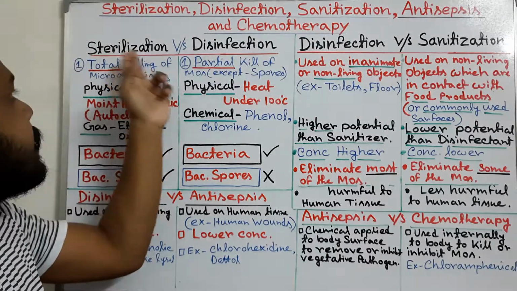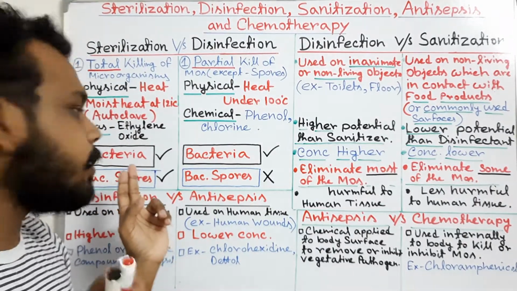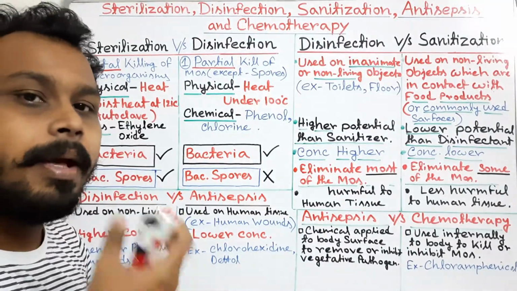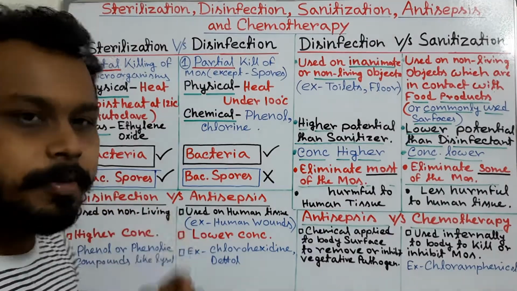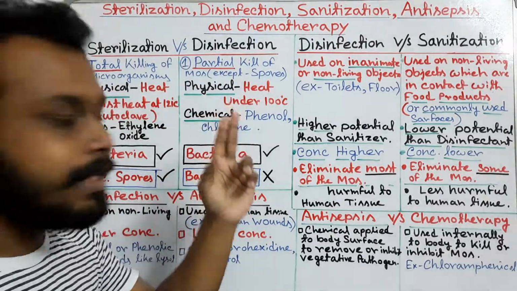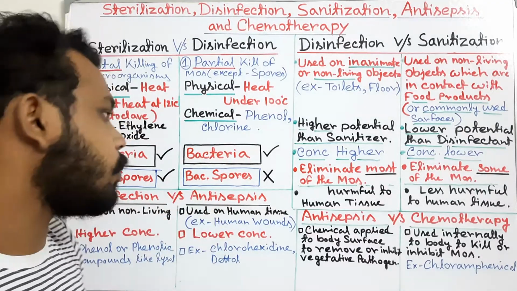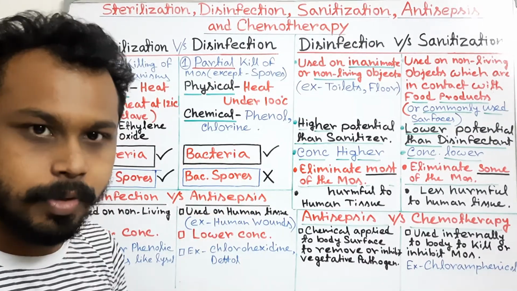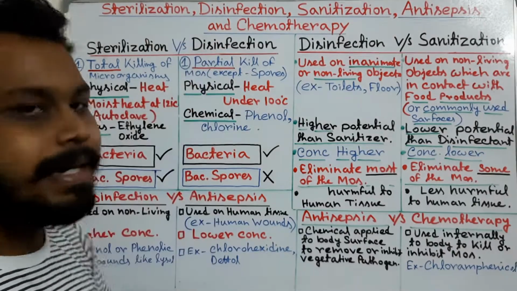But the sterilization process removes all the vegetative and the pathogenic microorganisms. That means they kill the bacteria or any other vegetative and pathogenic microorganisms, as well as bacterial spores. But disinfection or the disinfectants only kill the pathogenic and the vegetative microorganisms, but they cannot kill or eliminate the bacterial spores. Okay, so these are the basic differences between sterilization and disinfection.